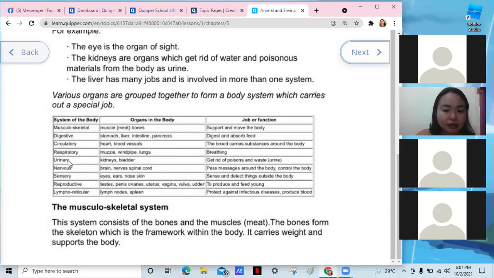And nervous. So nervous system, of course, like humans, that includes the brain, the nerves, the spinal cord, which actually is the one that controls everything, no? Even we say the emotion of animals are still controlled by the brain. Everything is controlled in the brain.